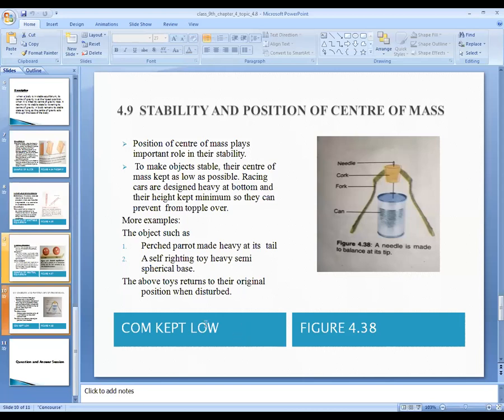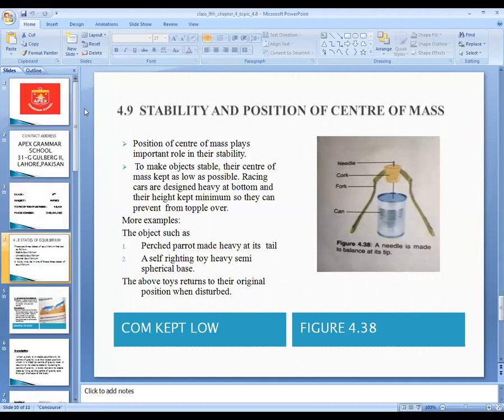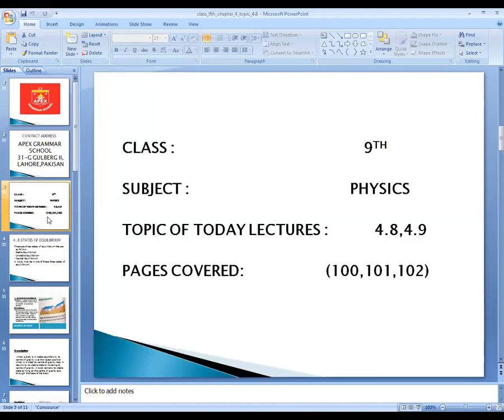So I hope you understand these two topics, 4.8, which is the continuation of the states of equilibrium, and then we discussed stable equilibrium, neutral equilibrium, and unstable equilibrium. I will repeat all these topics for you now. The summary of what we discussed today: we discussed topics 4.8 and 4.9. The pages in the textbook are 100, 101, and 102. If you open these pages, you will find these topics.